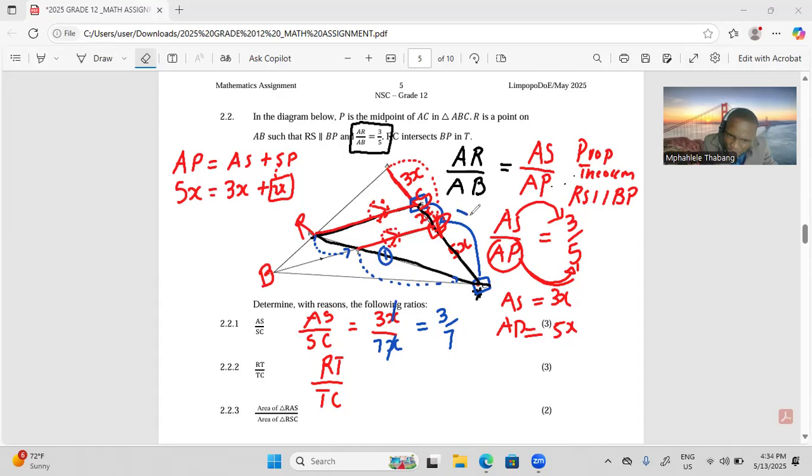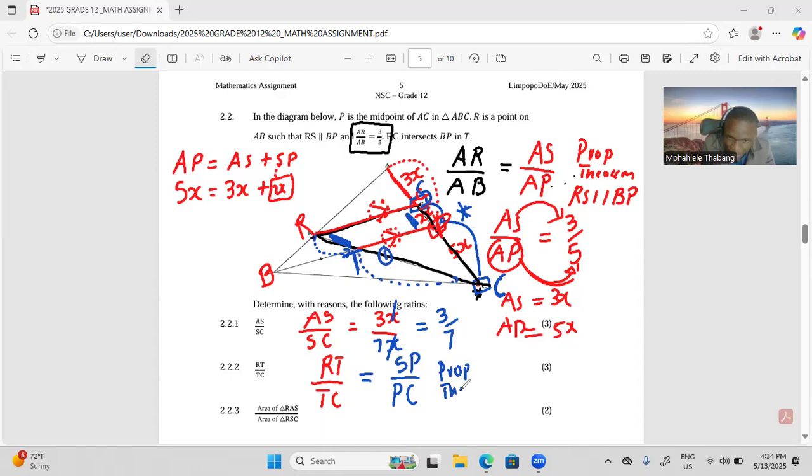So on this side, SC. Yes, SC. So I set RT over TC equals to, just because I started with this small portion here, this side also I will start with this small portion. So I will say SP over PC, and I will say prop theorem.